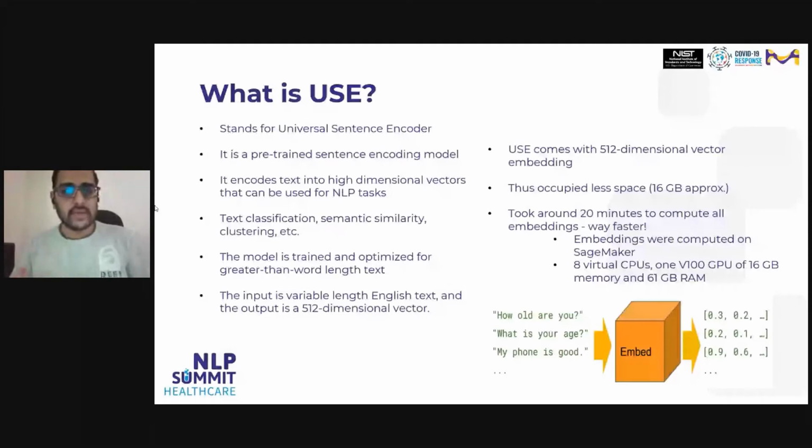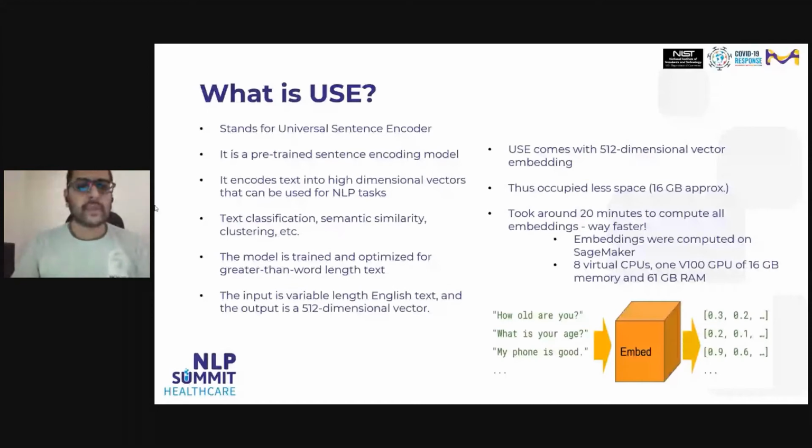And since we used AWS SageMaker for training our embeddings, it took around 20 minutes to compute all embeddings, which was way faster. So we used 8 virtual CPUs, one V100 GPU of 16 GB memory and 61 GB RAM. That is basically helping us to train these embeddings in a faster manner, to experiment and help us understand how the embeddings are being generated.